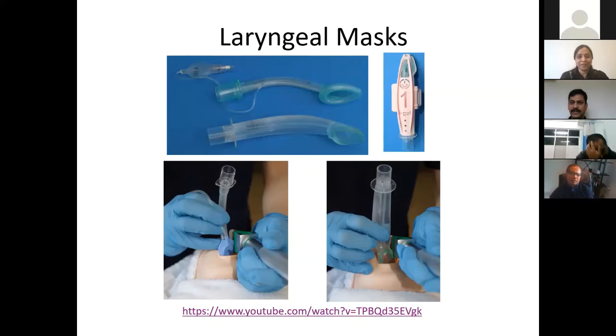The other difference I want to make sure of: when we use the oropharyngeal airways, the Guedel airway, we expect it to be flush with the lips. That's not the case with the i-gel. The i-gel will stand proud. We're not expecting it to go all the way in.